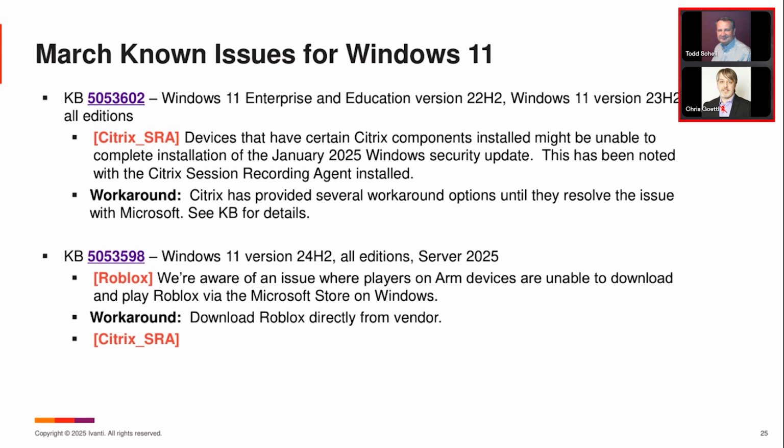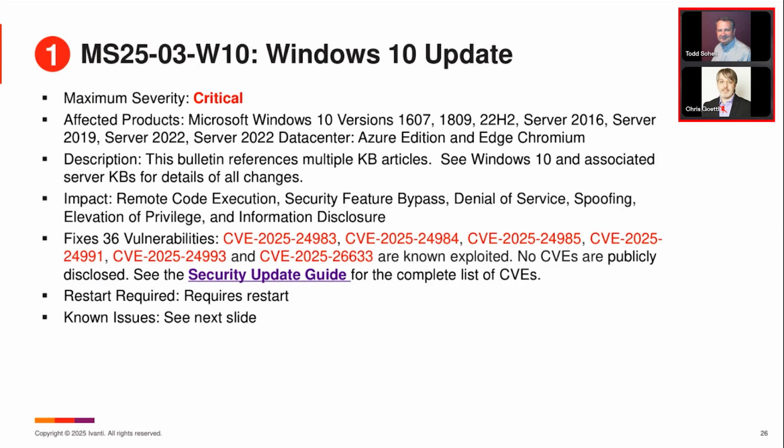They still do have this Citrix issue that they introduced 2 months ago. It's a session recording agent issue, so I've called it here the Citrix SRA. You'll see that it applies to a couple of different versions of the Windows 11 operating system, and you'll see it in Windows 10 as well. This one's been around now for a little bit. Hopefully they'll get this one resolved soon. It is a known issue in these particular versions that I have listed here of Windows 11, the 22H2 version, the 24H2, and the Server 2025 version.